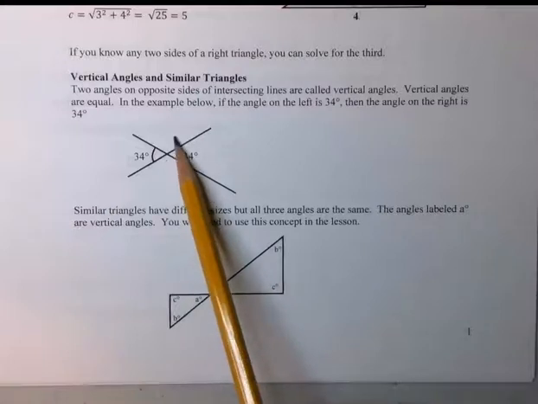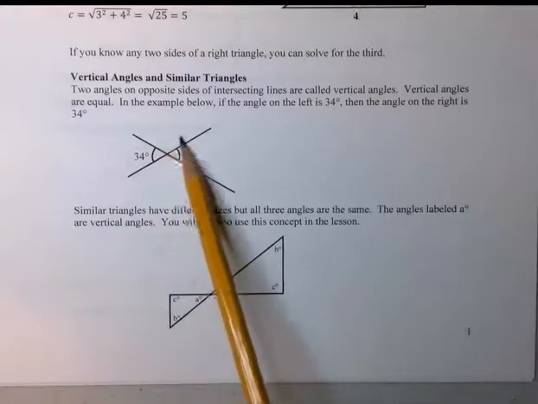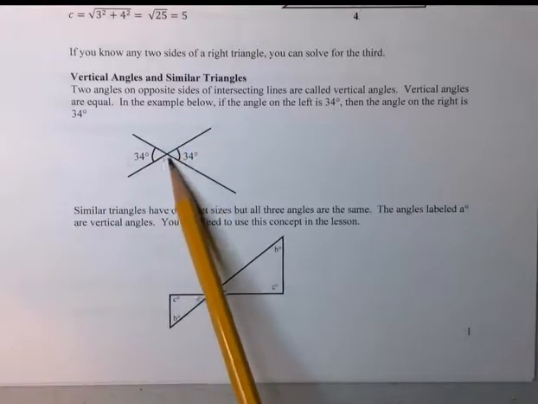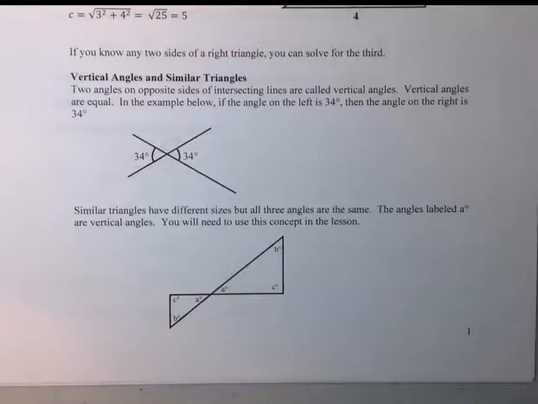And whatever the measure of this angle is right here, and you could figure it out, but we're not going to do it, it's going to be the same as the measure of that angle right there. Those are called vertical angles, and they are going to be equal. So you'll see that come up in the Coulomb's Law problem.